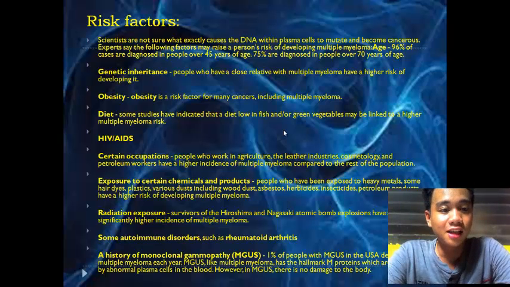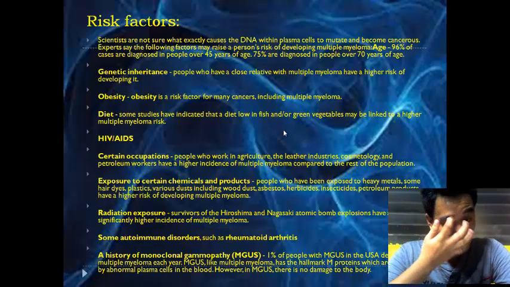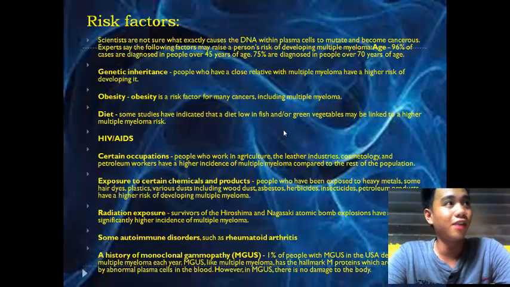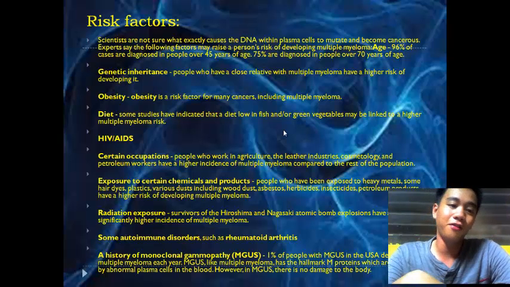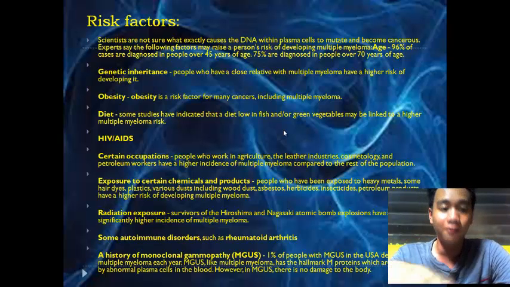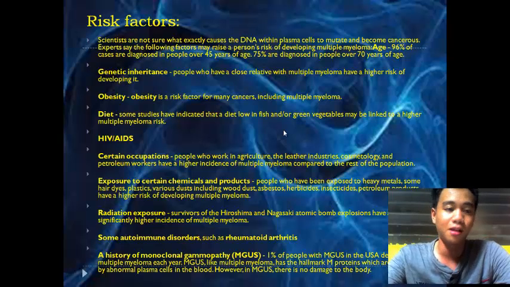Then, genetic inheritance. People who have a close relative with multiple myeloma have a higher risk of developing it. For example, if your mother or your father have this kind of disease, there's a high risk of getting this disease also. Then, obesity. It's a high risk factor for many cancers, including multiple myeloma.